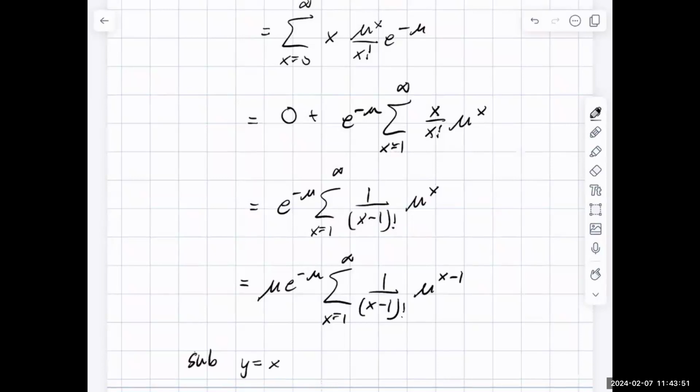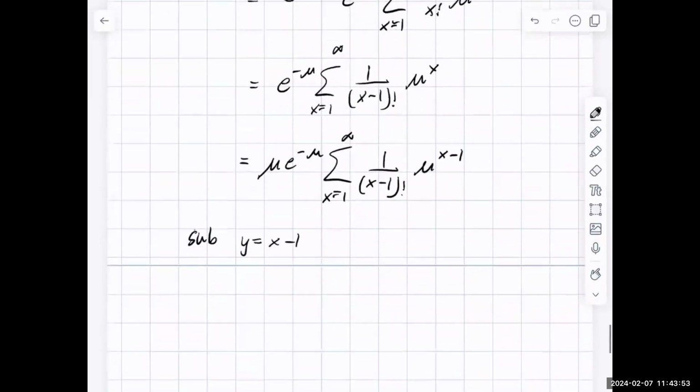Y is equal to x minus 1. Okay, so then x average is mu e to the minus mu. Let's see. When x is equal to 1, y is equal to 0. So this is y is equal to 0. And then it still goes to infinity. And then it's 1 over y factorial, mu to the power of y.